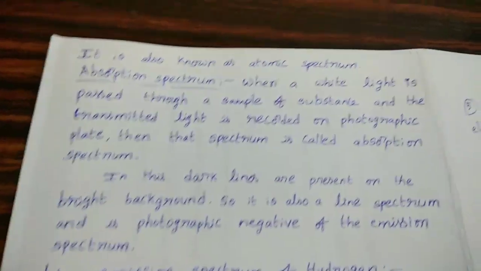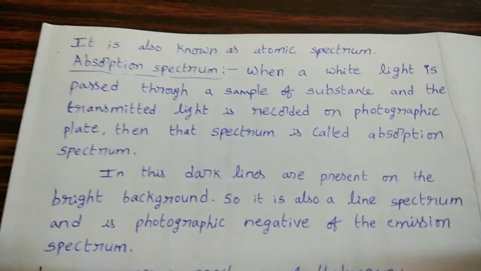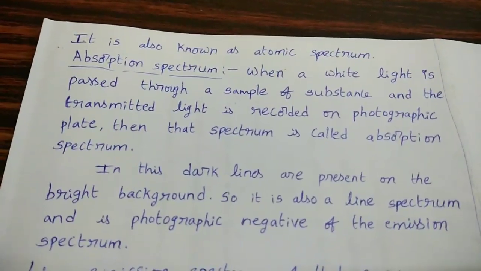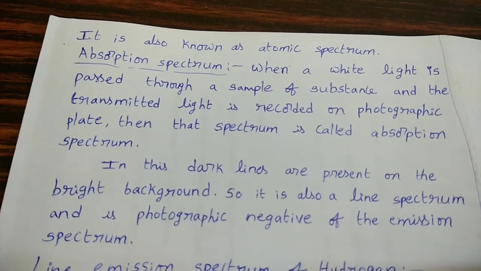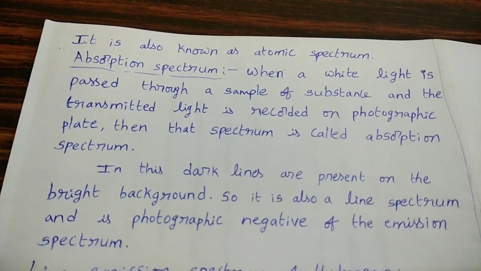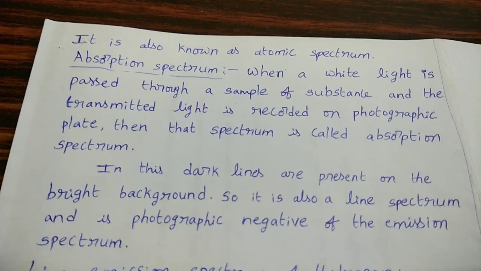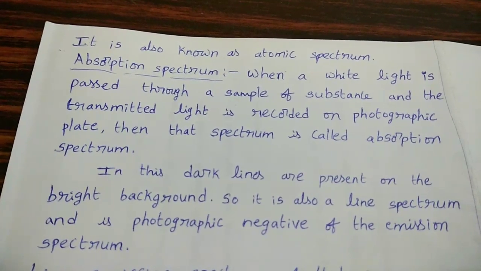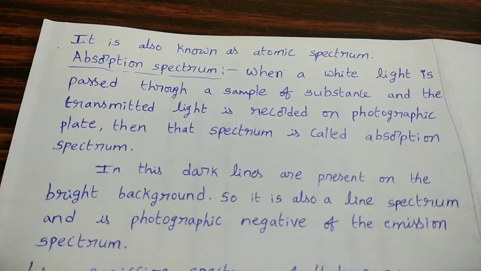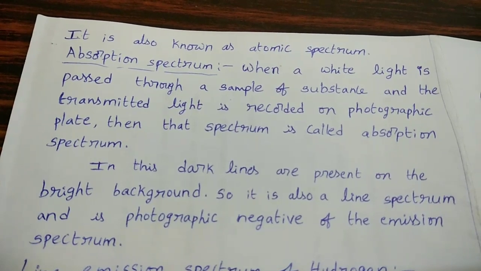In this, dark lines are present on the bright background. Here, 3 wavelengths are absorbed by the sample of the substance. At these places, we can observe dark lines in the spectrum of the transmitted light. That is nothing but the absorption spectrum.